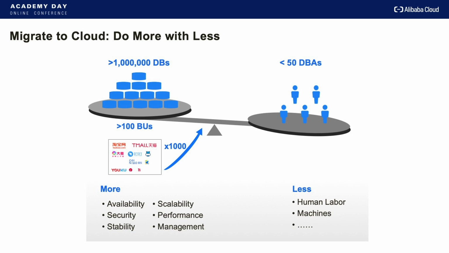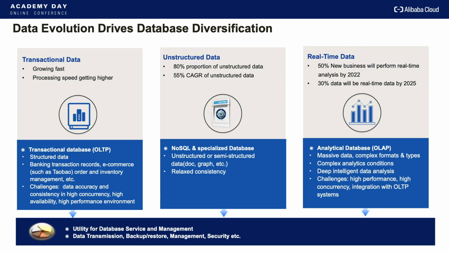Now, for those business units, we have over 1 million databases just used by the internal Alibaba business units, and all those 1 million databases are actually managed by fewer than 50 database admins, right? And all those databases are now fully migrated to Alibaba Cloud, and all the databases are managed only by that many DBAs. So this is a quick chart to show the evolution path of databases over the years.